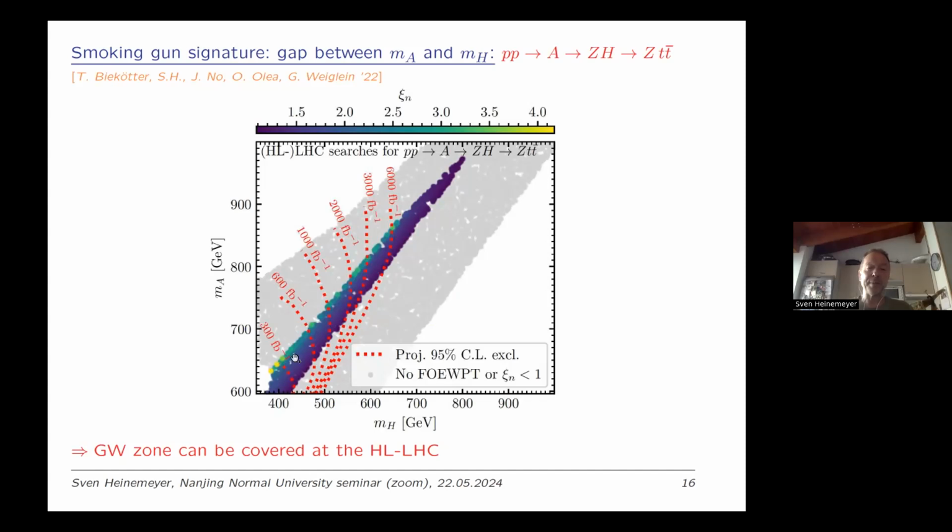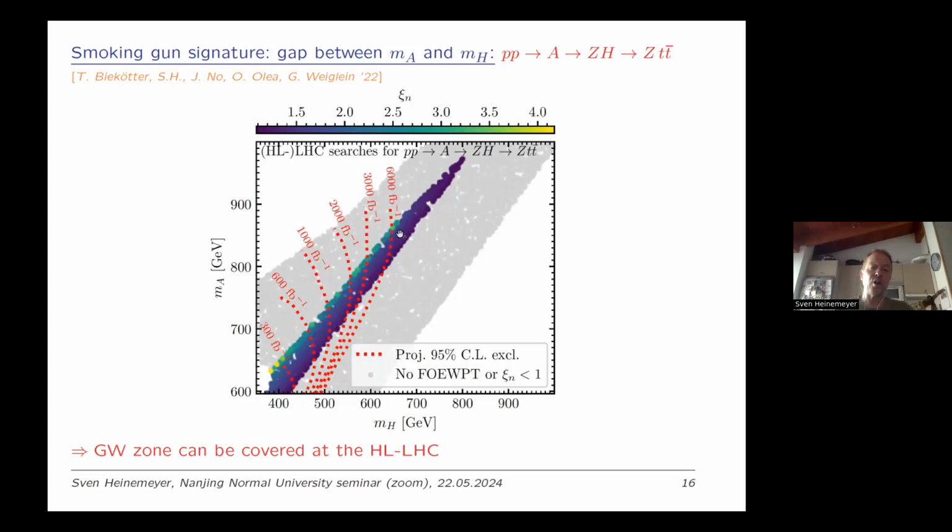And in the parameter space, where now the color coding tells you the ξ_n, this is where this smoking gun signature can take place. And we put here the projections that we had originally in early 22. We put projections of what could be covered at the various stages of the HL-LHC. And this is the area that potentially could be covered with all the HL-LHC data.